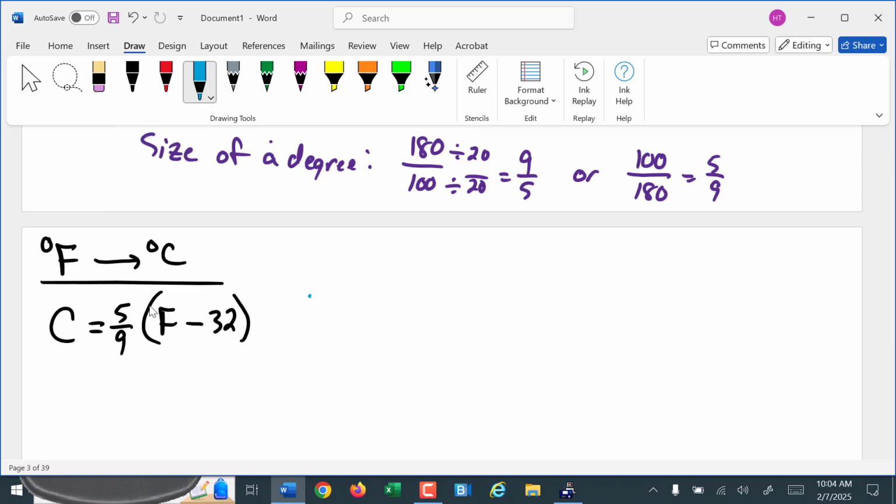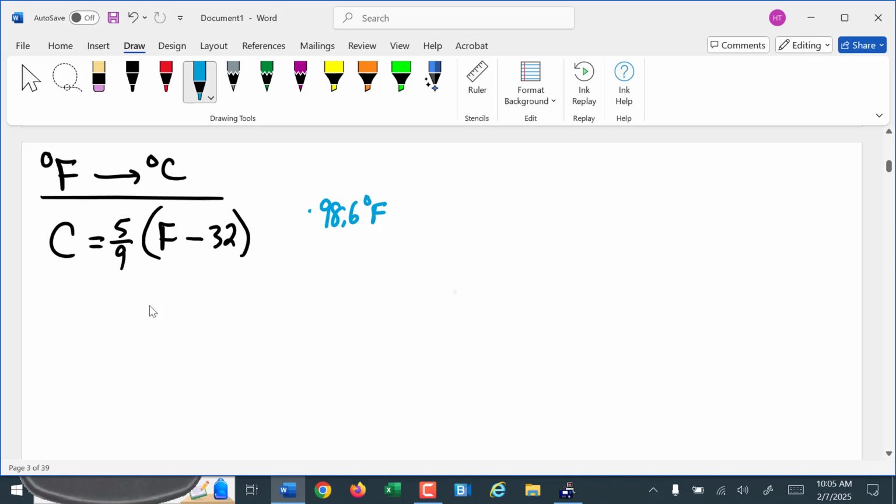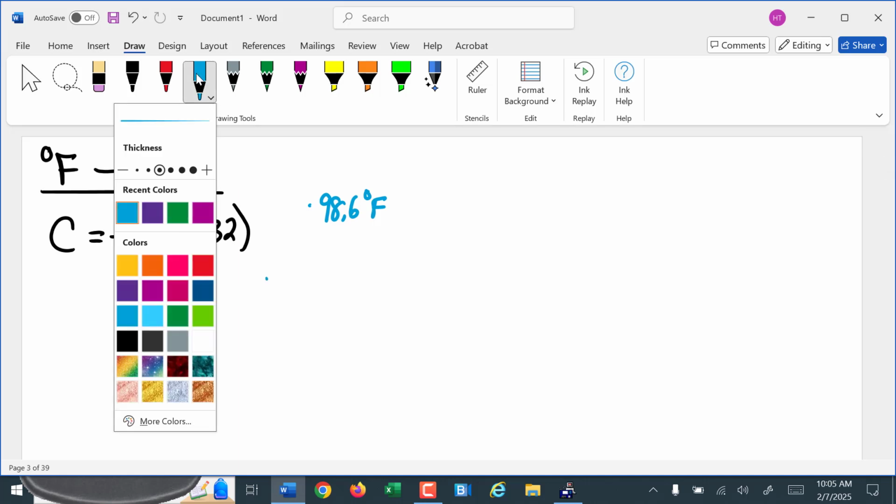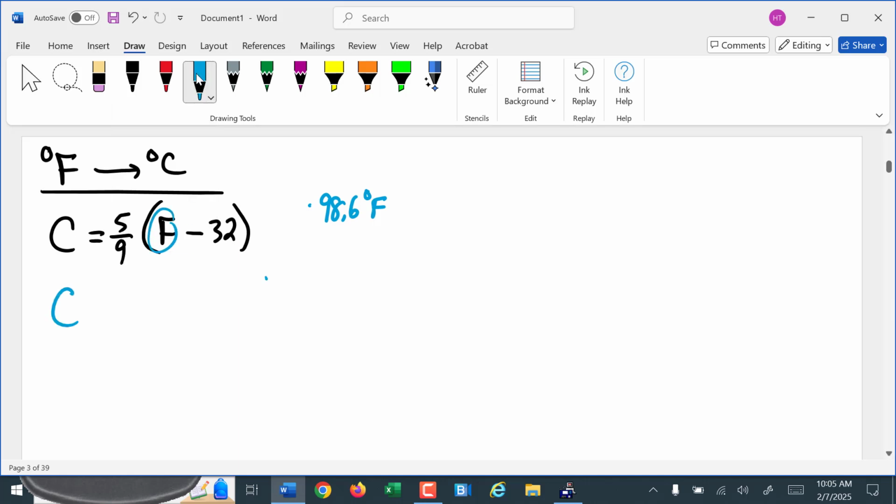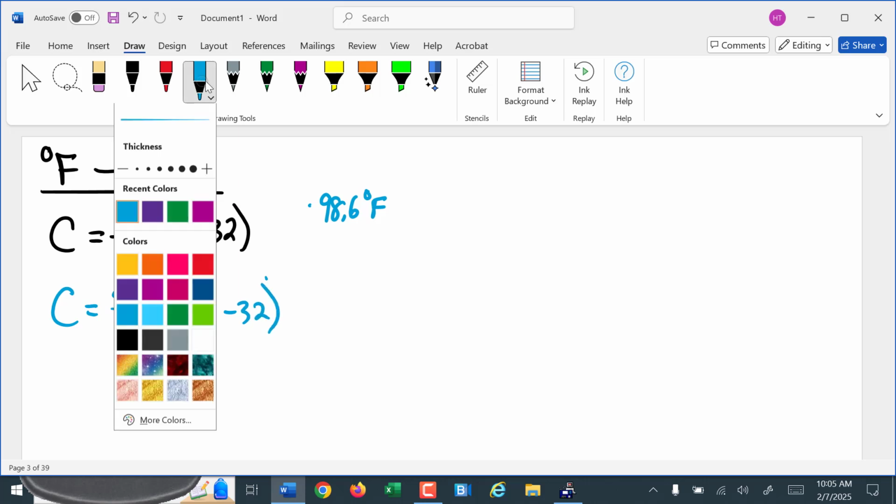So let's take a pretty standard one here. 98.6 degrees Fahrenheit is human body temperature. Let's convert that to degrees Celsius. So we're going to put that in for F. So C equals 5/9 times 98.6 minus 32.